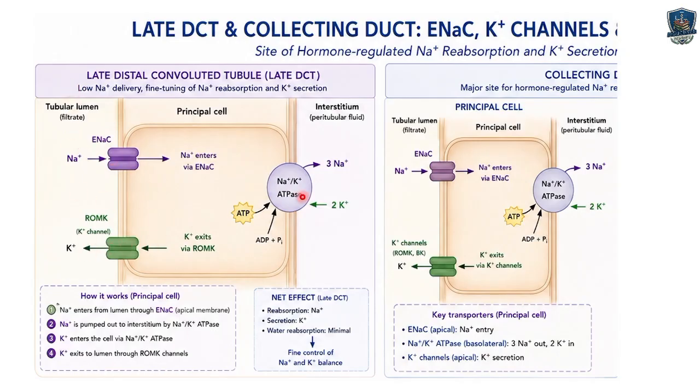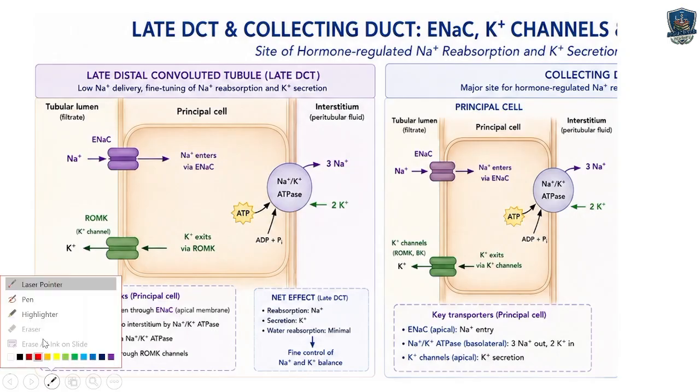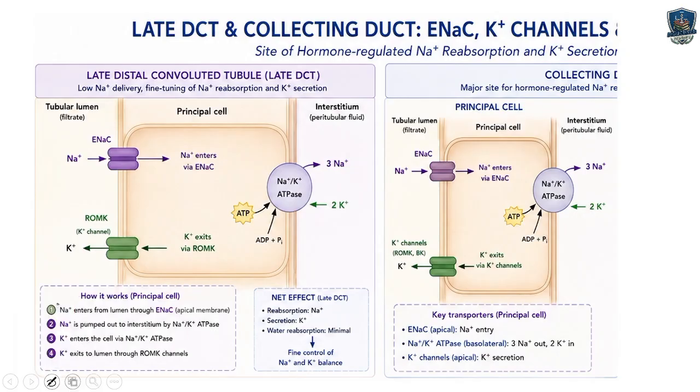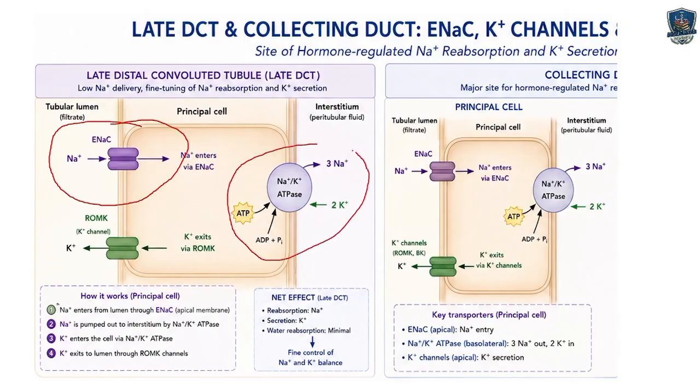In this diagram, we have got three sections. You have got a tubular lumen. Here we have our filtrate. This is our principal cell, and here we have our interstitium, or maybe our peritubular fluid or our blood. This is our blood section. Now let me use my marker pen. Now we will focus on the ENaC, we will focus on the sodium potassium ATPase, and we'll focus on this potassium channel.